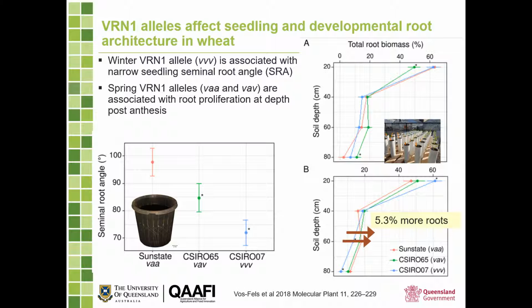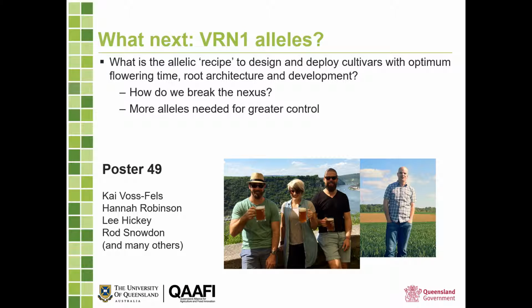So the spring allele there is favourable for that deep root proliferation, but actually the winter allele is favourable for the narrow root angle. So that leaves us with a quandary. What's the best allele combination that we can have for our environment? Do we need to be looking for different VRN1 alleles than what we've actually tried? And that work was done by Lee Hickey, Hannah Robinson and Kai Voss-Fels, who's the main author of the paper, and Rod Snowden in the UK.